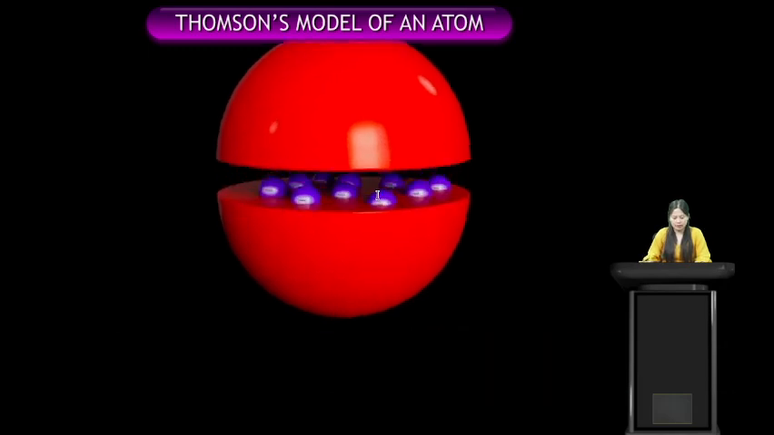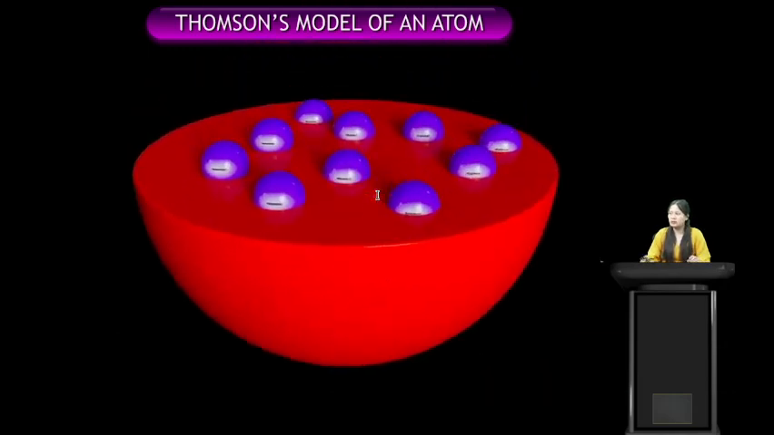Let us see here. According to Thomson, this is what the atom looks like. This is the structure of the atom. This red sphere is the positively charged sphere, and these are the negatively charged particles which are embedded in the positively charged sphere.